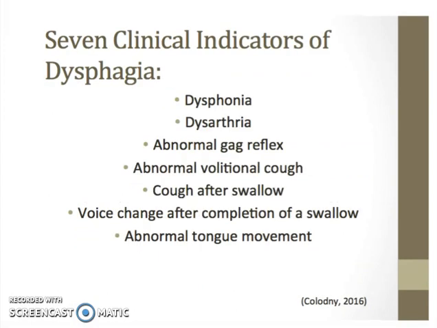Listed are the 7 clinical indicators of dysphagia, and they include dysphonia, dysarthria, abnormal gag reflex, abnormal volitional cough, cough after swallow, voice change after completion of a swallow, and abnormal tongue movement.